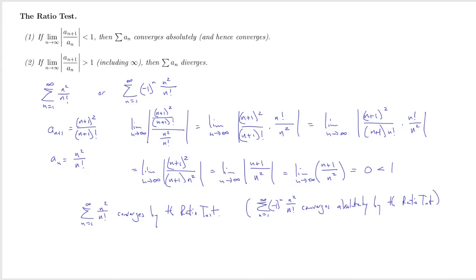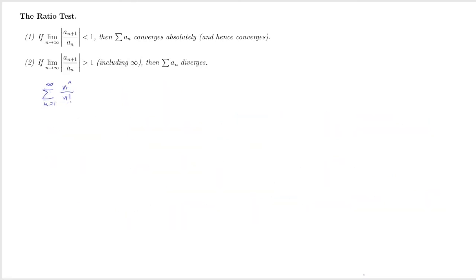So we can conclude that our original series, the sum from n equals 1 to infinity of n squared over n factorial, converges by the ratio test, or if we were looking at the alternating series, we can say that it converges absolutely by the ratio test. Let's look at one more example before we get around to explaining why the ratio test works.